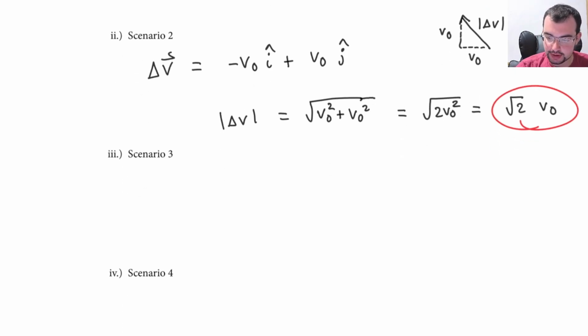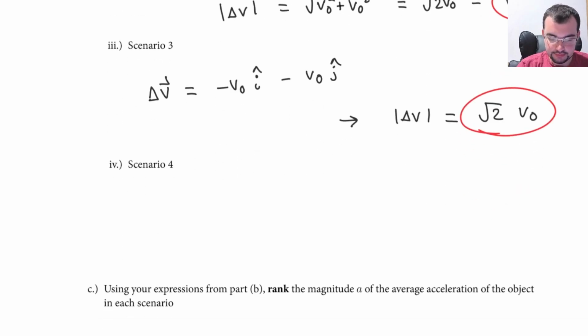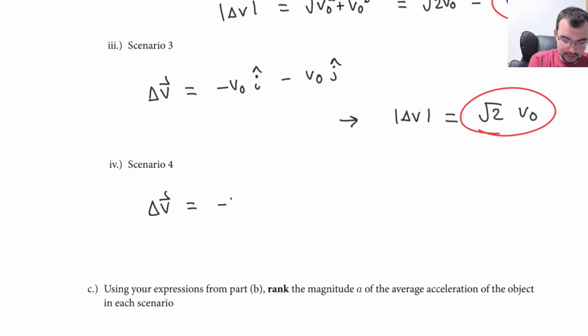And then scenario 3 is going to be almost the same by symmetry. It's just instead of adding left and up, you're adding left and down. It is the same triangle though, so we're just going to skip to the root 2. And then scenario 4, well, this is the stopping case, so we just add the v0 left.